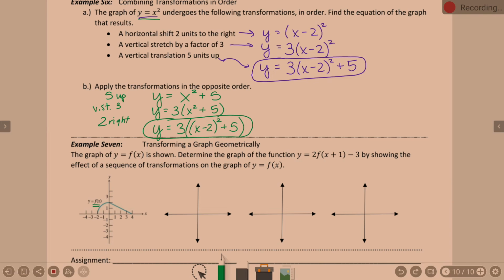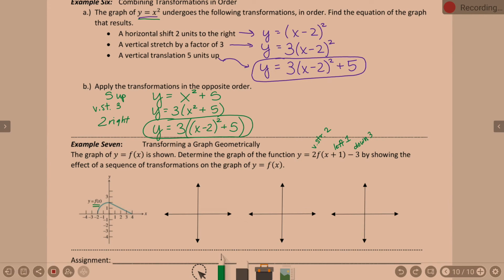This is the equation we're going to graph, but we're going to graph it in pieces. As we graph it in pieces, let's talk about what different transformations we're going to have to do. Left 1, stretch it 2. So there's going to be a left 1 at some point, a down 3 at some point, and a vertical stretch by a factor of 2 at some point. Those are all the pieces.